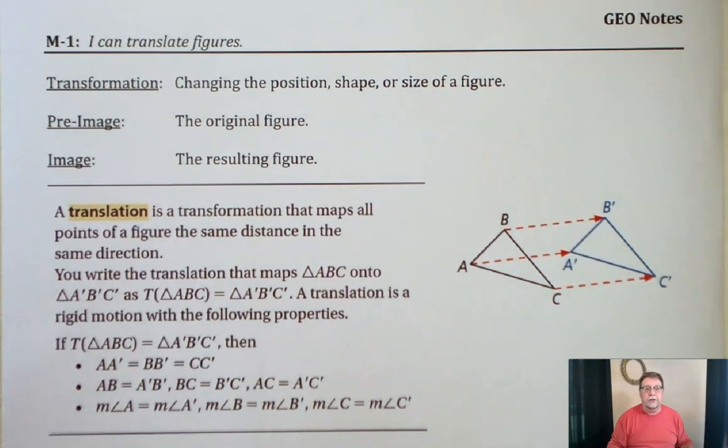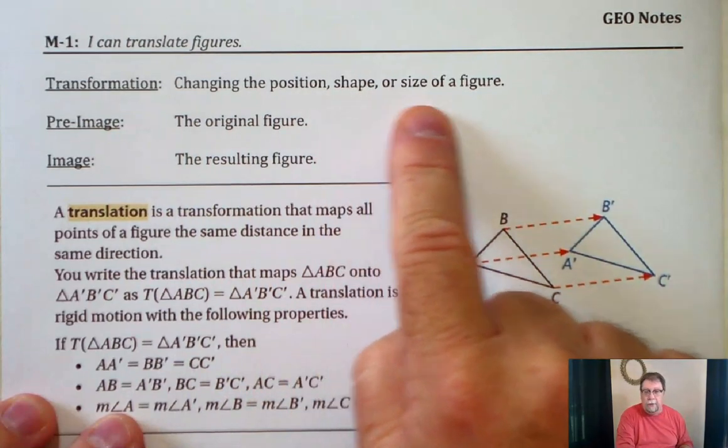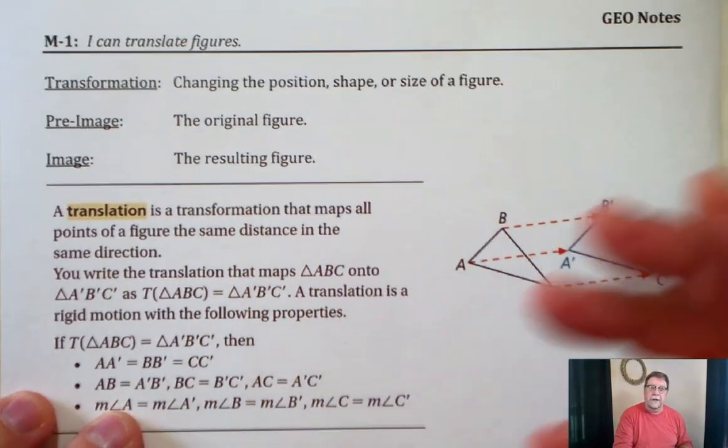Those are things that are called transformations, and we'll look at individual ones, making it bigger or smaller. We'll do a dilation or a shrink or an expansion, things like that. Today, we're going to look at translating the figures. So a transformation will change the position, the shape, or the size of a figure.